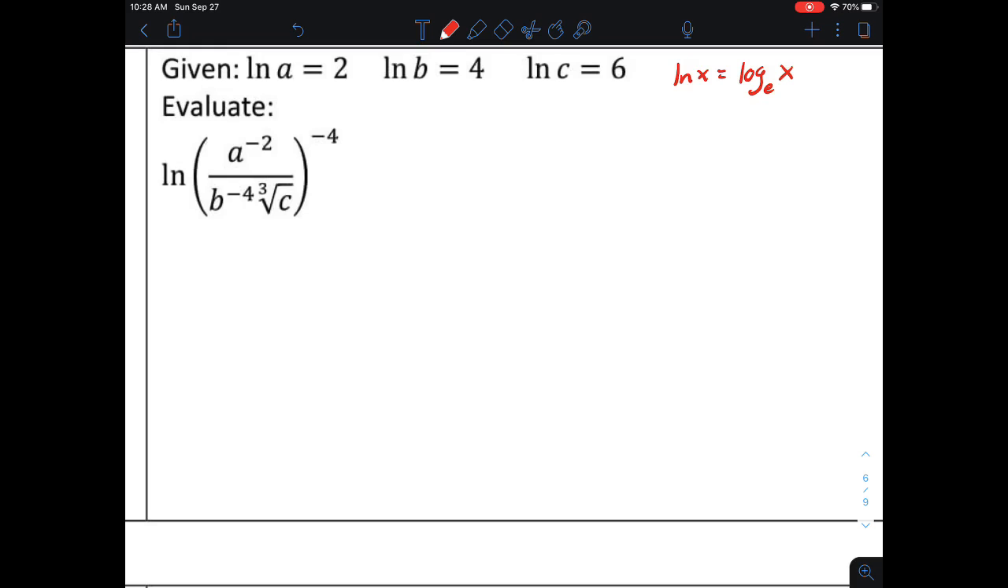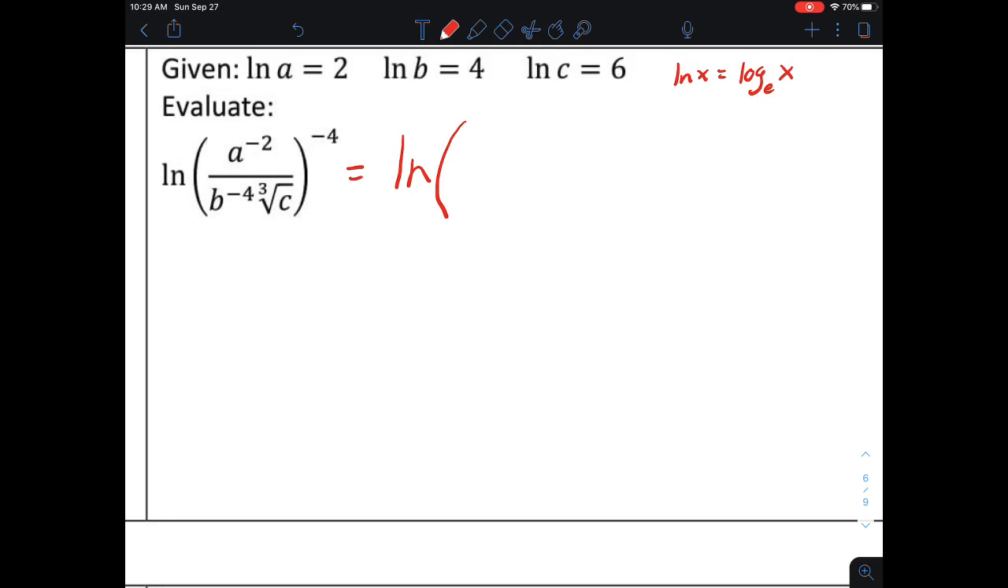What I do here is I do not plug in values yet, because the natural log of a is equal to 2. A doesn't equal 2, the ln of a does. Same thing with the ln of b. Ln of b equals 4, not b. And the ln of c is equal to 6. So in order to put those numbers in, I have to do expansion. So just like what we did in the previous example, let's rewrite this problem and try to do full expansion.